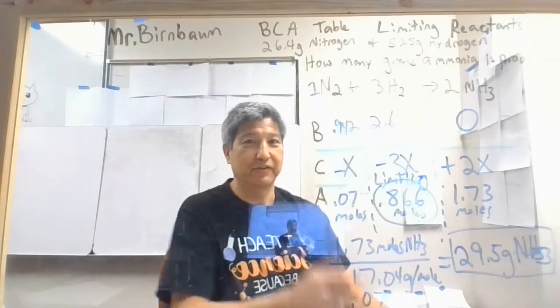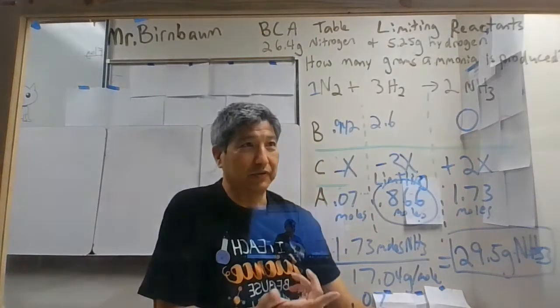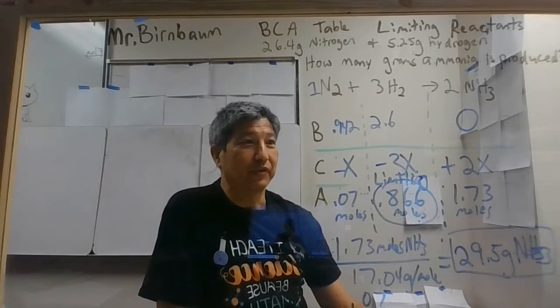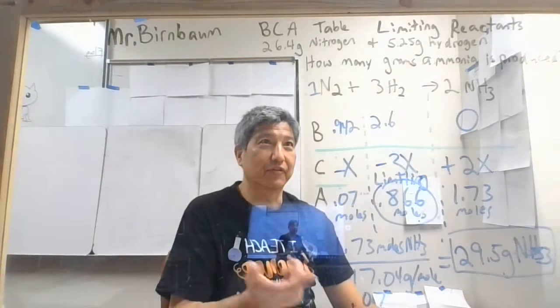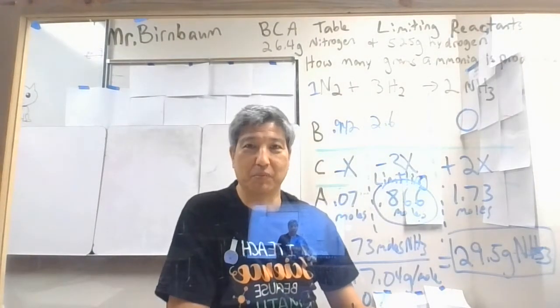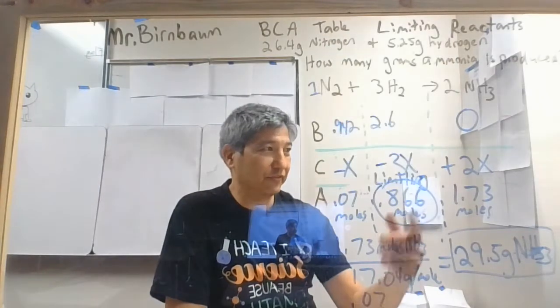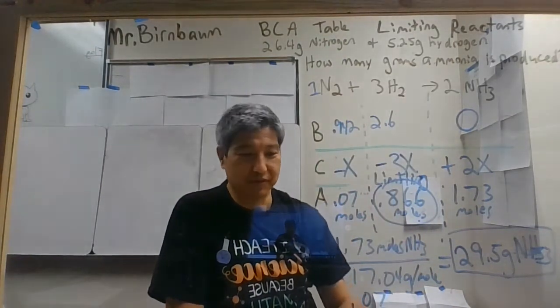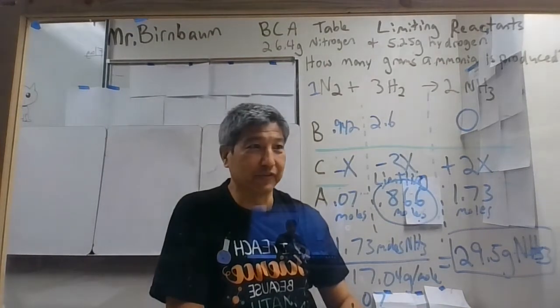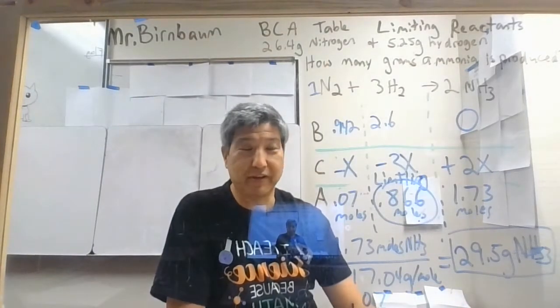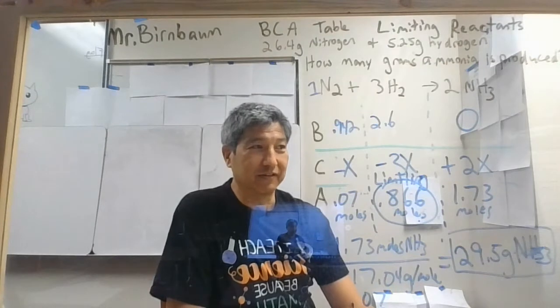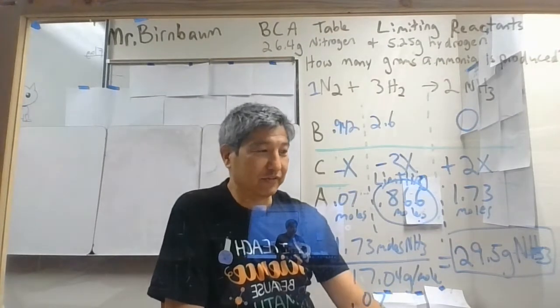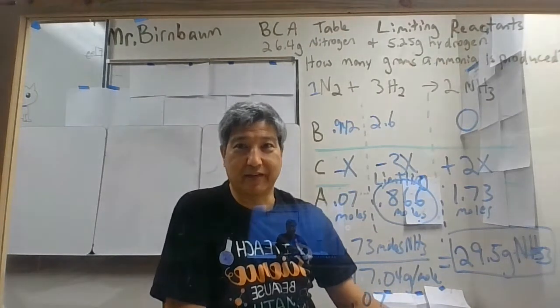So now you know how to use the BCA table to use your mole conversions, as well as the periodic table to convert from moles to grams and grams to moles, and also to calculate using proportions to find out which of the reactants you're going to run out of first. Those are called the limiting reagent. The one that's not the one you run out of first is going to be referred to as excess.